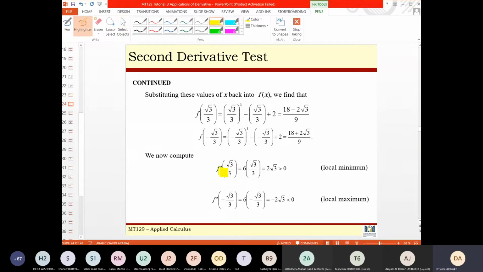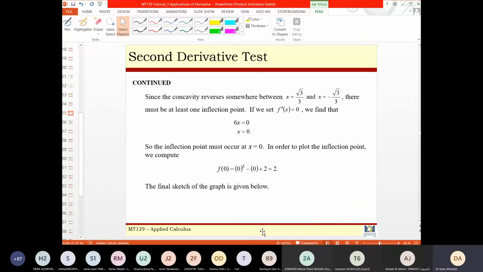Then we put it in f double dash to see its maximum or minimum point. So we will get its minimum here. We put this point in f double dash. We will get it is a maximum point. Okay. So we got a maximum and minimum point.